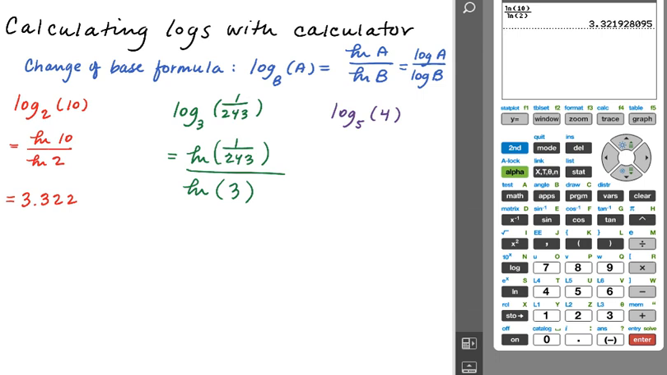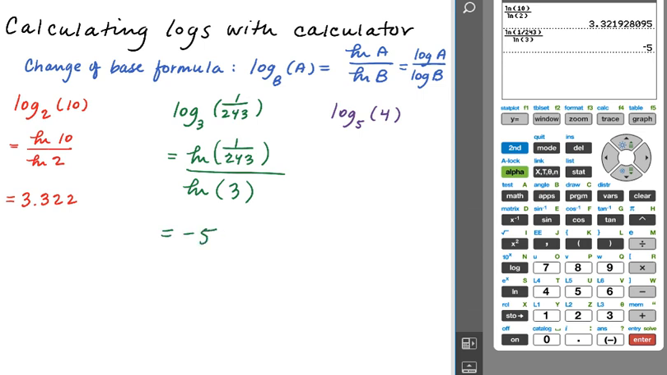Now I'm going to again bring in the fraction bar. I'm going to do natural log of 1 over 243 divided by the natural log of 3. And that's -5. Okay, so that's great. Let the calculator do the work.